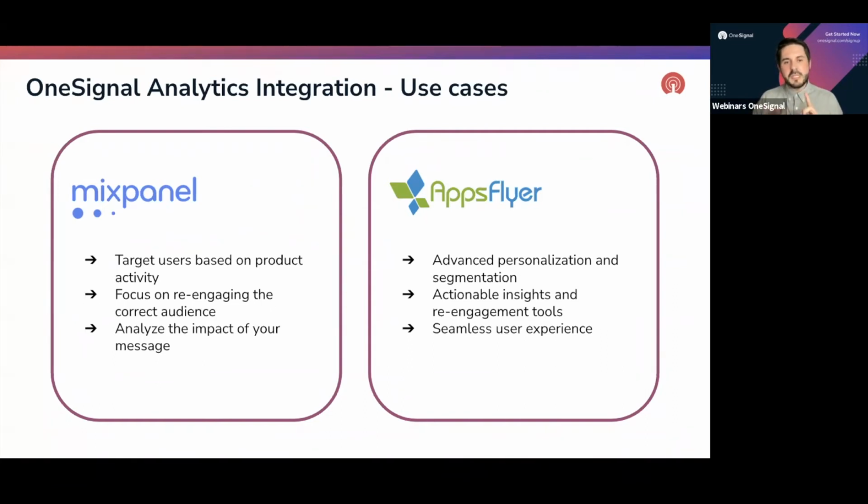So the first one is target users based on product activity. You can basically create and sync cohorts of users based on in-product actions, like for example, buying 3 products in a month or abandoning multiple shopping carts in a week, then engage with them with targeted messaging to increase customer lifetime value.